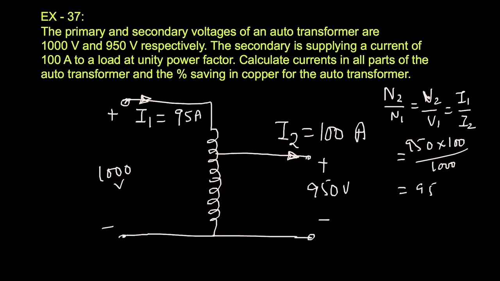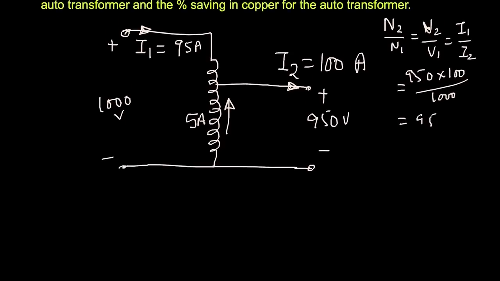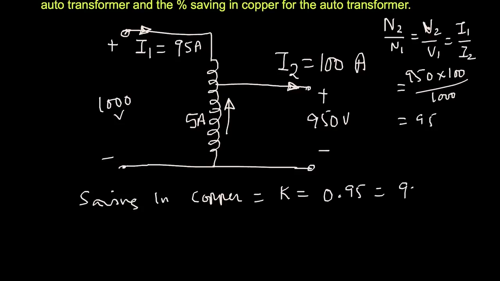So if this current is 95 amperes and this current is 100 amperes, the remaining 5 amperes must be coming from the remaining turns of this particular transformer. So what is the saving in copper? Saving in copper will be, of course, nothing but K, which is 0.95. This is nothing but 95% saving in the copper. So this is the current distribution.